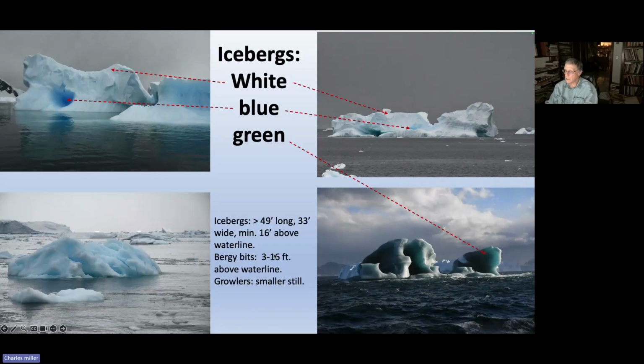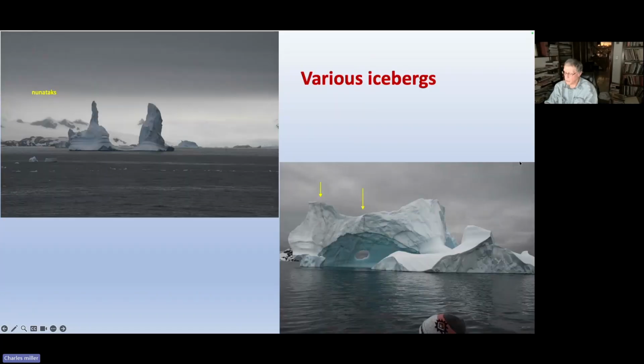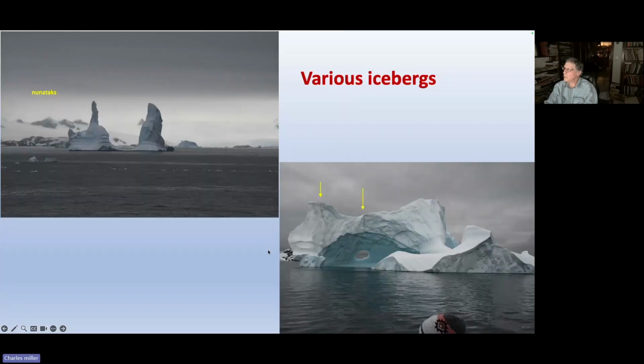For this presentation, I could care less, but should you be interested, there it is. So, two rhetorical questions. This is an iceberg, not sea ice. Why? Because you can see all the stratification in it. These are the original snow accumulation lines that, of course, go through to get the oxygen isotopes, O16 and O18. But what is wrong with this image? Another rhetorical question, because the ocean doesn't tilt. It was tilted.